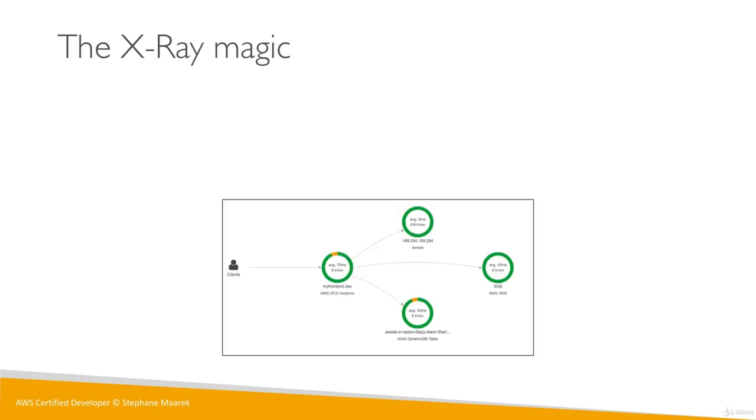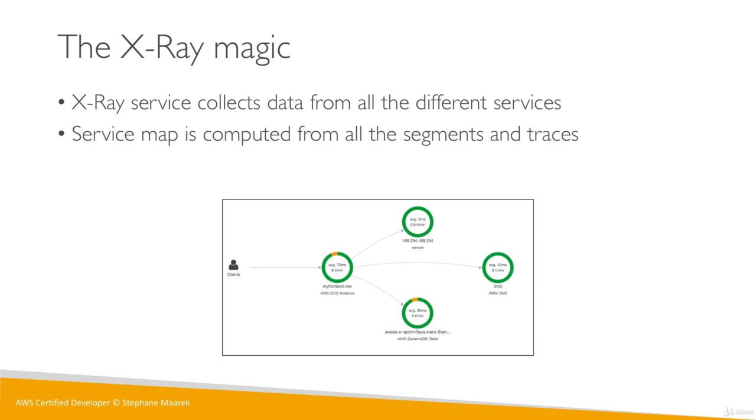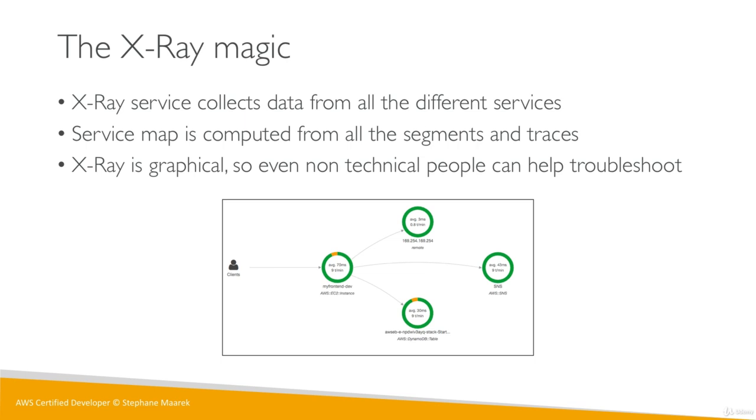So X-Ray does some magic, and so to obtain this graph, how does it work? X-Ray will collect all the data from all the different services sending traces, and then the service map will be computed magically from all the segments and the traces. And so that's a really cool thing. X-Ray is graphical, so even non-technical people can help troubleshoot.